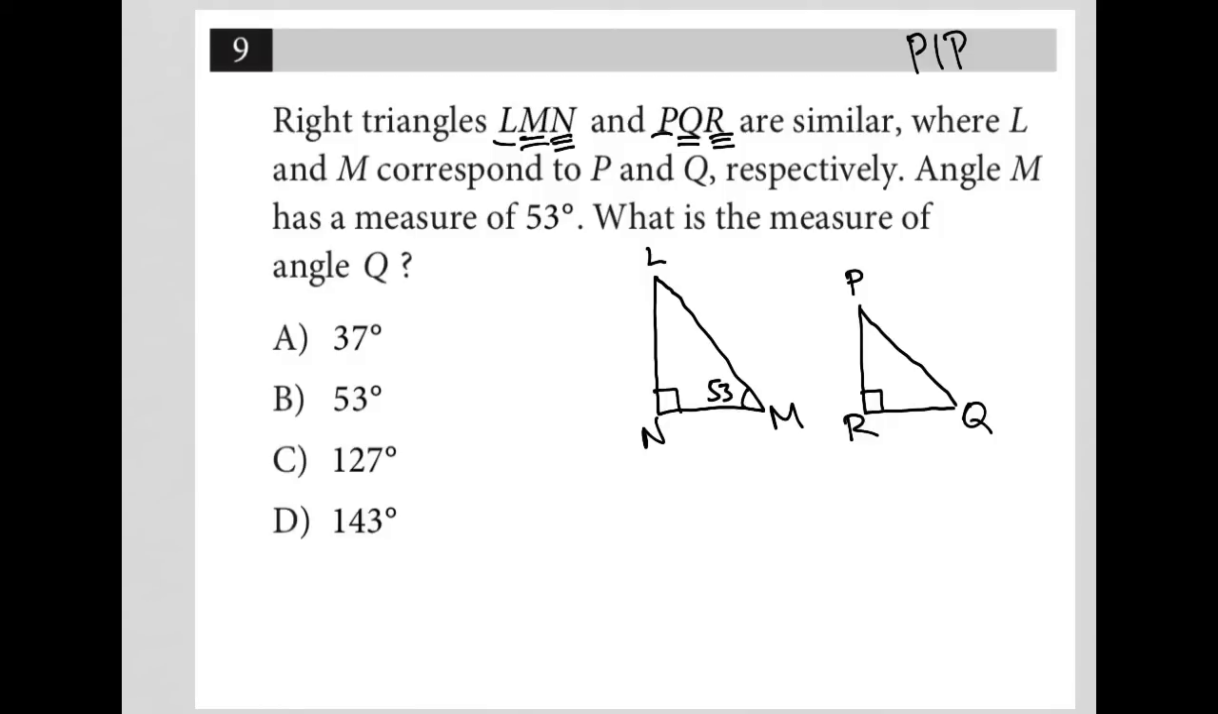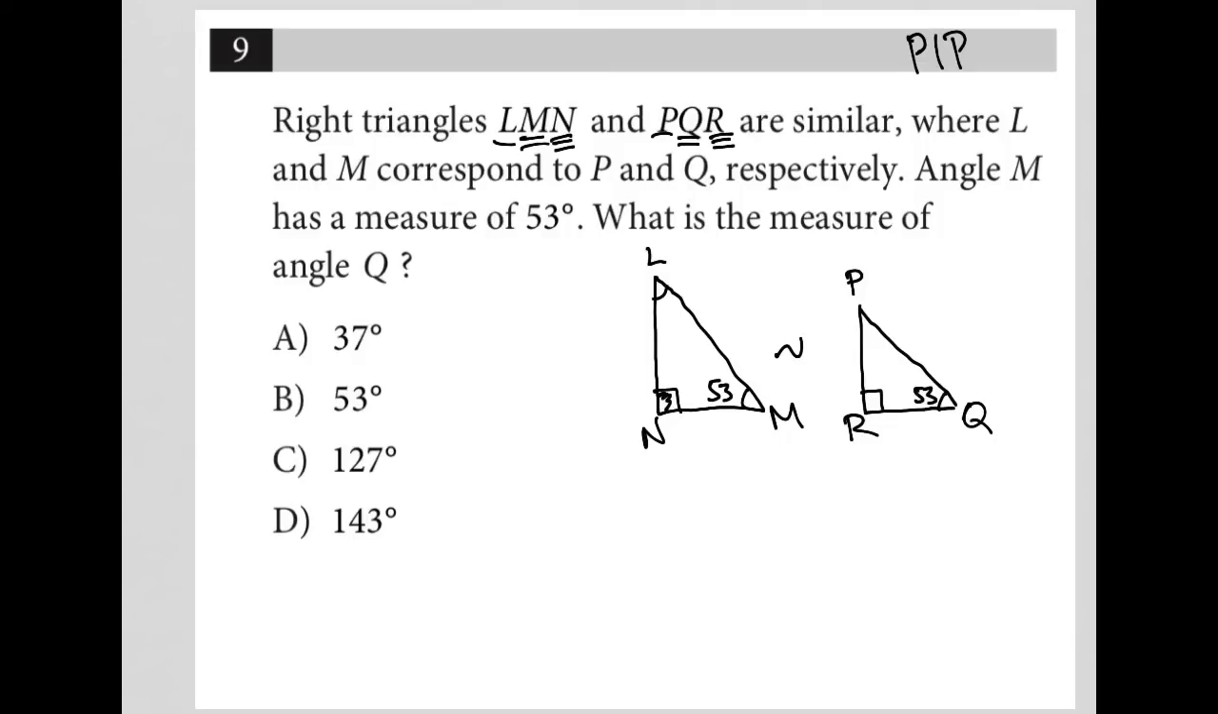If that's 53, and we know this is 90, right, we can figure out what L is if we need to. What else do we know? Oh, also, if these two triangles are similar, that means Q would also be 53, because in order for two shapes to be similar, their angles have to be congruent, right? So their side lengths are proportional, but the corresponding angles are actually congruent. So that tells me that that's 53.